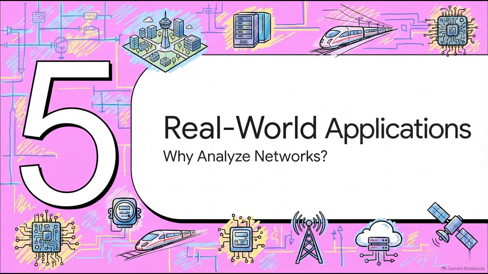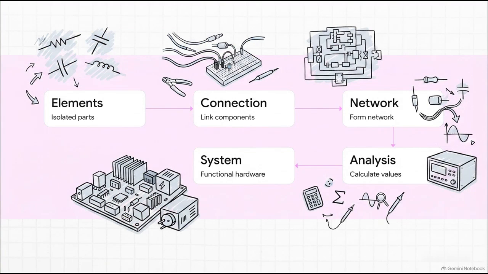Section 5. Real-world applications. So why go through all this textbook theory anyway? Let's move to the system level and see how this builds from isolated parts into actual, tangible hardware. Engineering is all about layers. You start with isolated electrical elements. You wire them up. That's interconnection. Boom, you have an electrical network. Then you apply circuit analysis to figure out the voltages and currents. And ultimately, that fully analyzed network becomes a complex working electrical system.